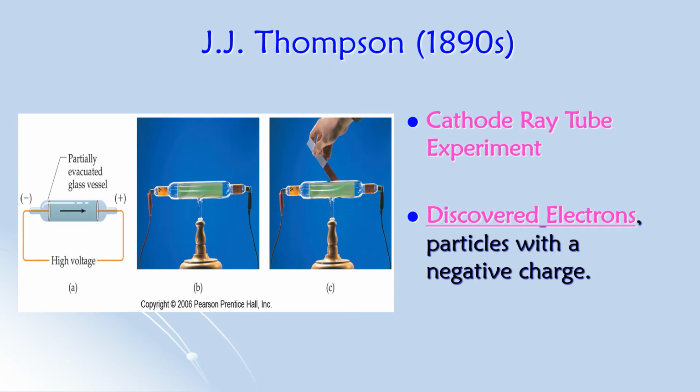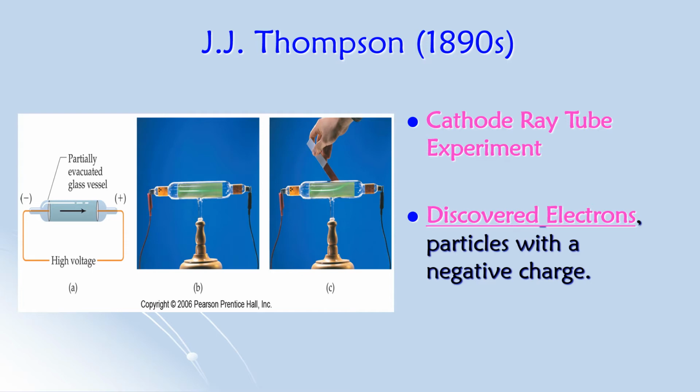So the next scientist that came along the way was J.J. Thomson, and he did an experiment called the cathode ray tube, and he gave us the electrons. That kind of proved Dalton's theory wrong, that the atom is not the smallest thing out there, because the atom does have subatomic particles and one of them was electrons.